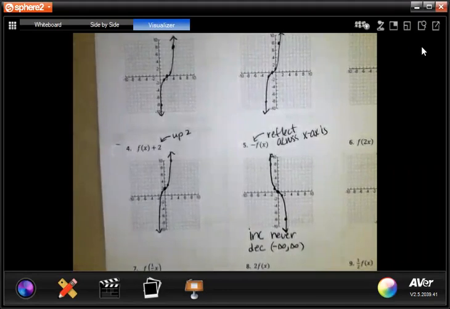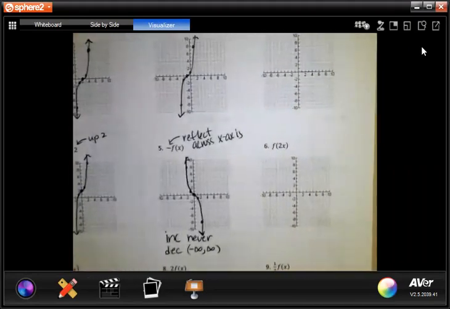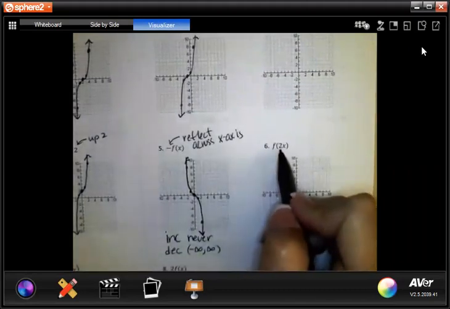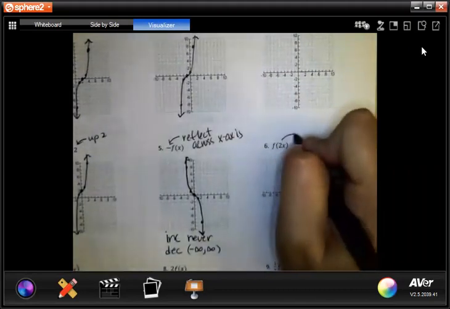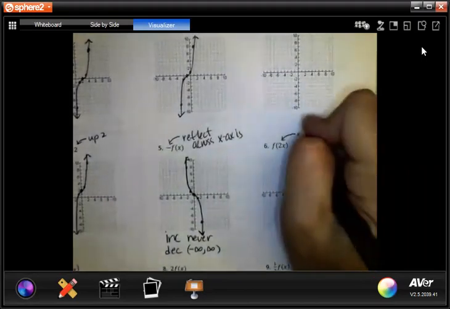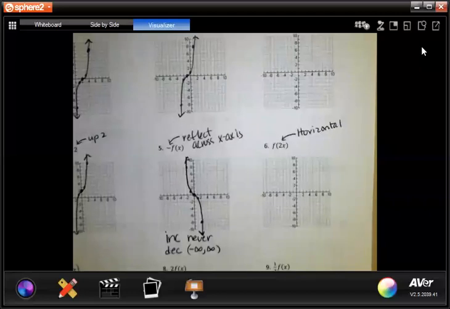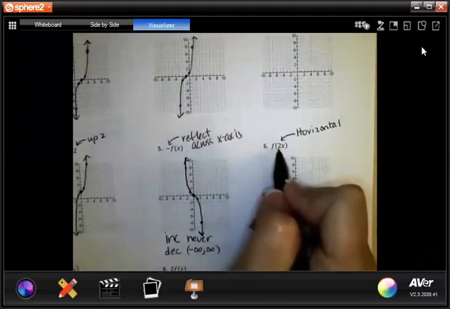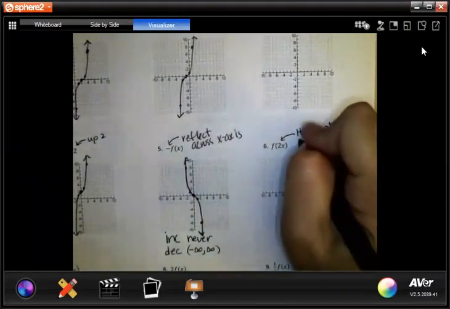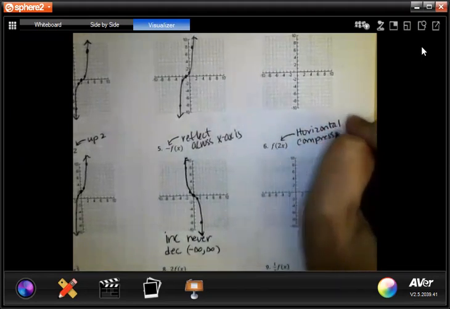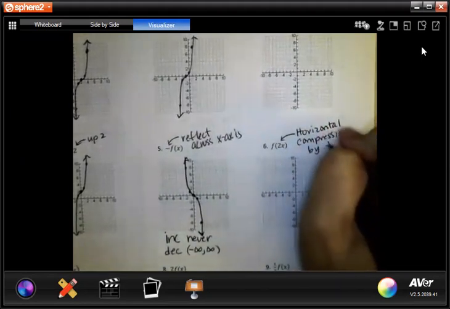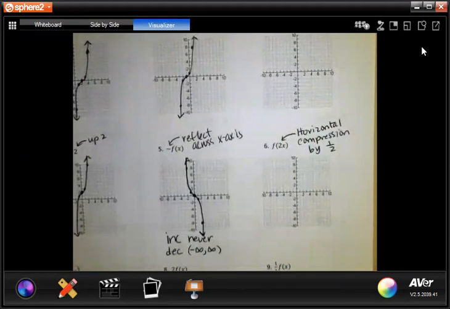All right. The ones that are a little bit harder are the ones that change the steepness of the graph. So here we've got a 2 on the inside of our function. When it's on the inside, that is horizontal, not vertical. So that's going to be a horizontal. And when it's bigger than 1, it is a horizontal compression. And that would be by 1/2. Remember that scale factor flips to get it.